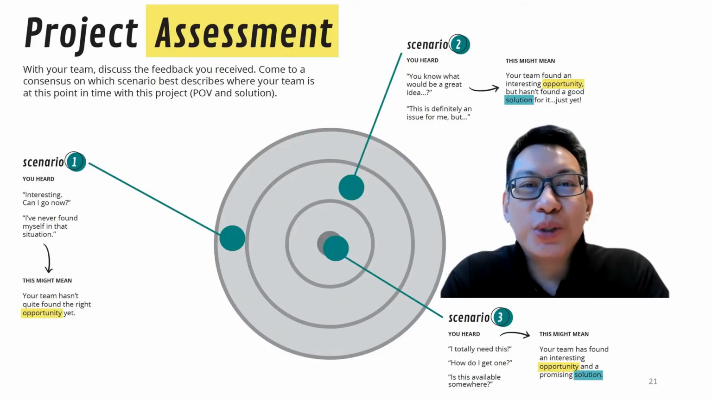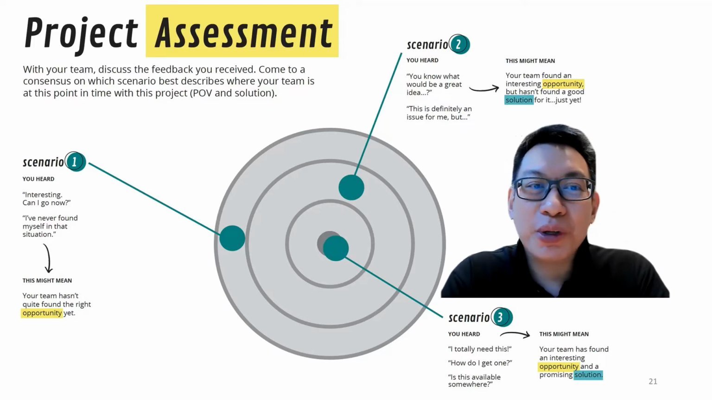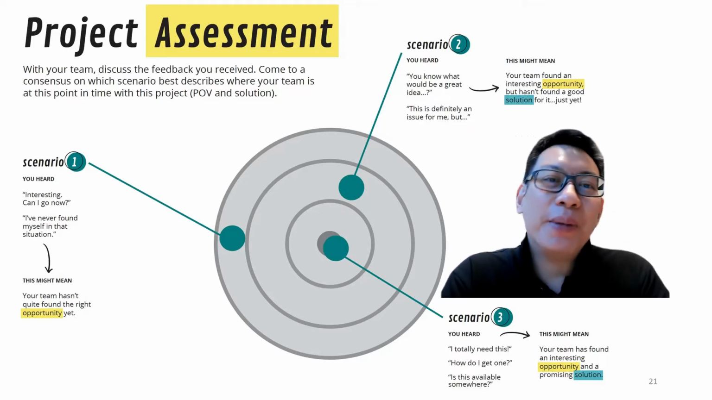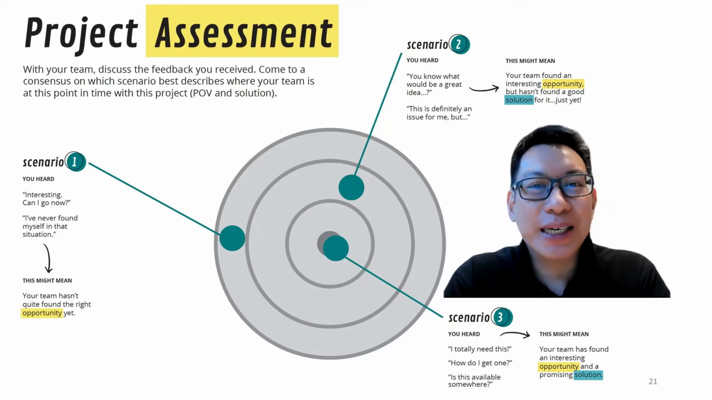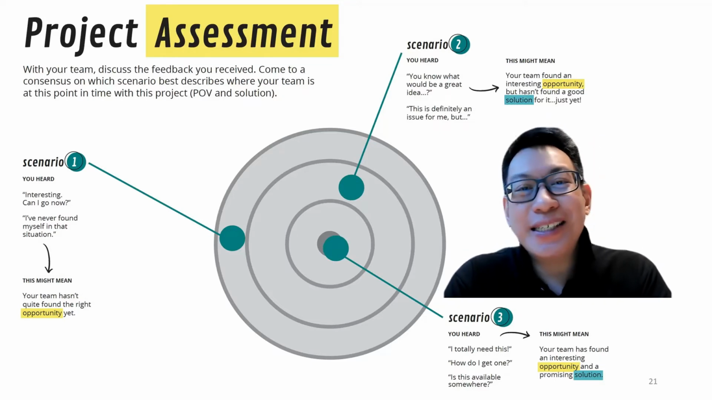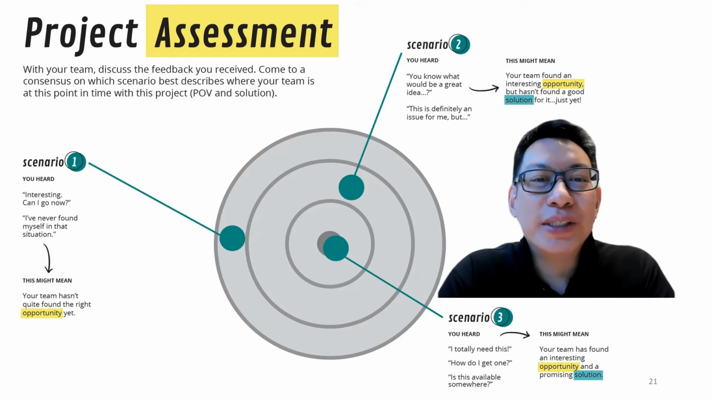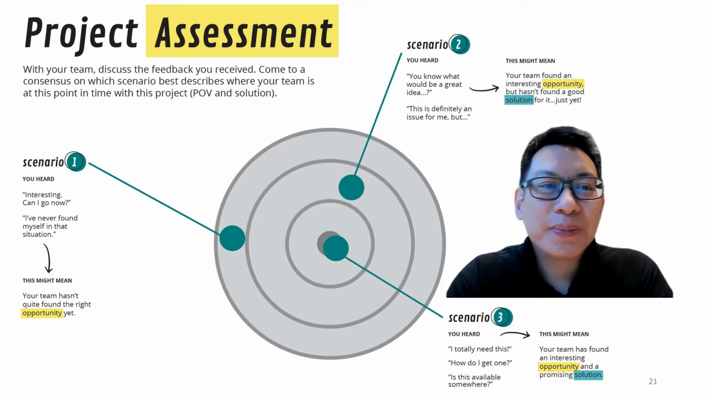To decide on what to do for iteration, a good place to start will be to study the feedback that you have received from your testing stage and to map them out using this project assessment guide. As you can see from this project assessment guide, there are three main scenarios described for us.